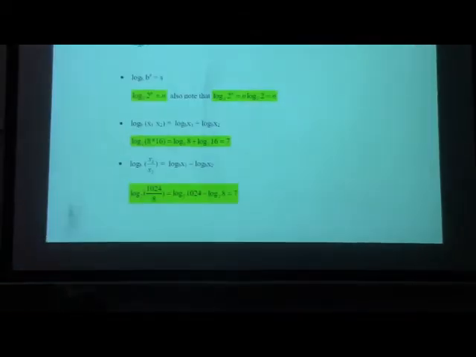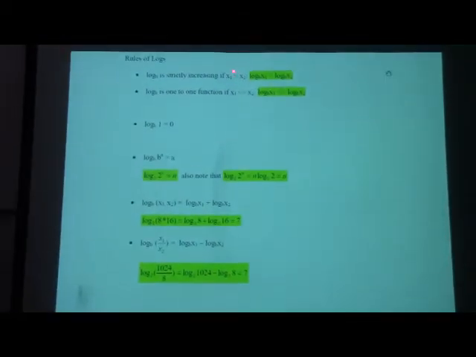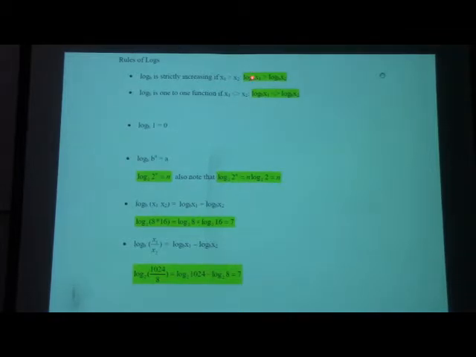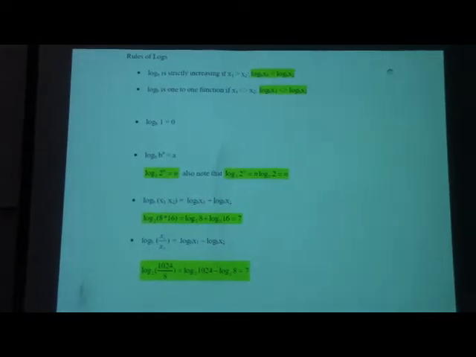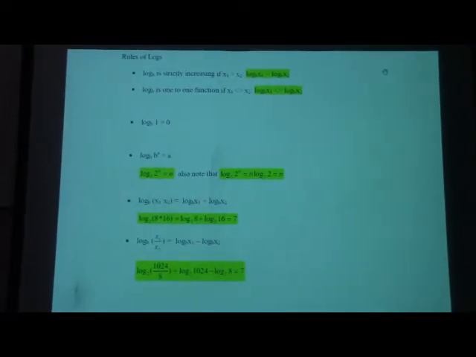So log of any base is strictly increasing. If x1 is greater than x2, then log of any base of x1 is greater than log of the same base of x2. That's always true for all our log functions. Log base b is a one-to-one function, since you cannot have the log of x1 and x2 of the same base be equal to each other. That means that you cannot have a horizontal line cross 2 points on the function. That makes it a one-to-one function.